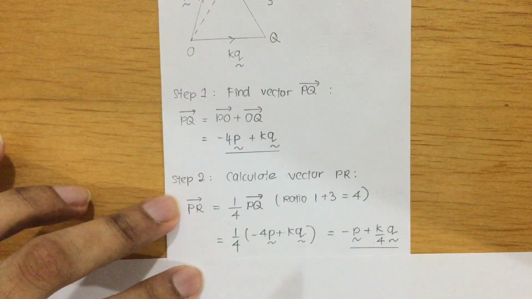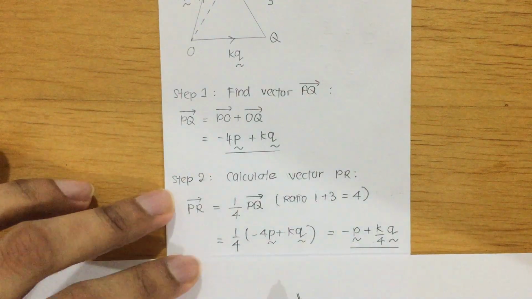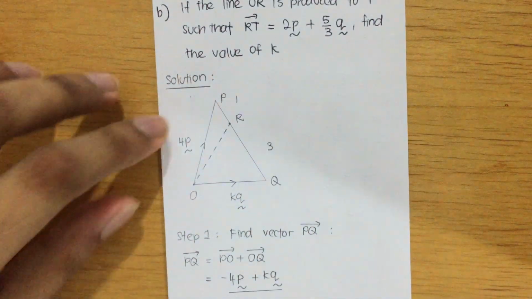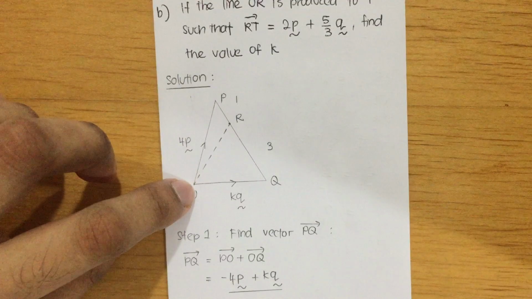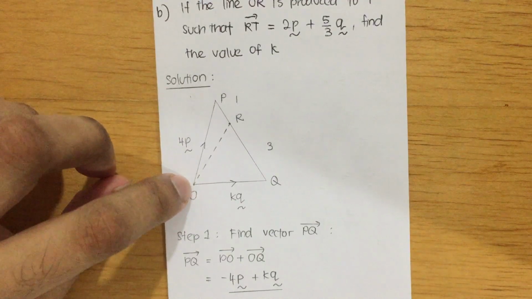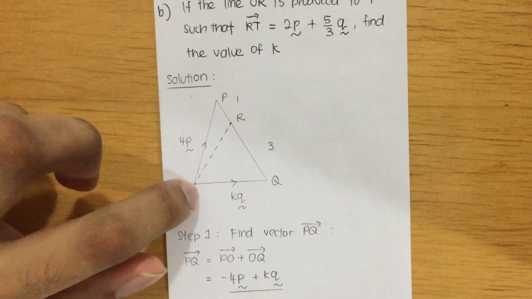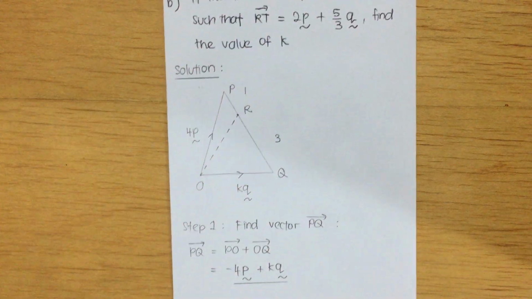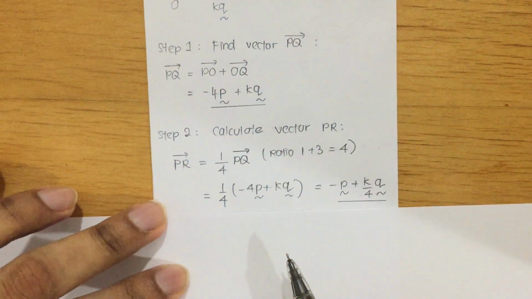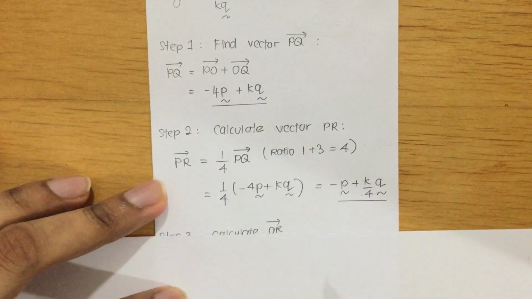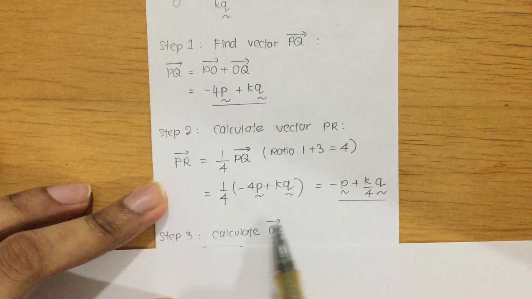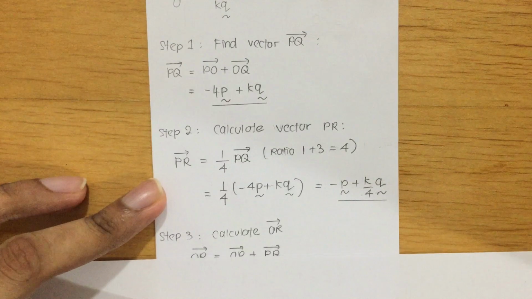So once you've already found the vector PR, now we can proceed to find our vector OR, guys. How you're going to find vector OR is very simple. Vector OR is equal to vector OP, and then we add the vector PR. So you'll get vector OR over here. Okay, so let us pull this up.